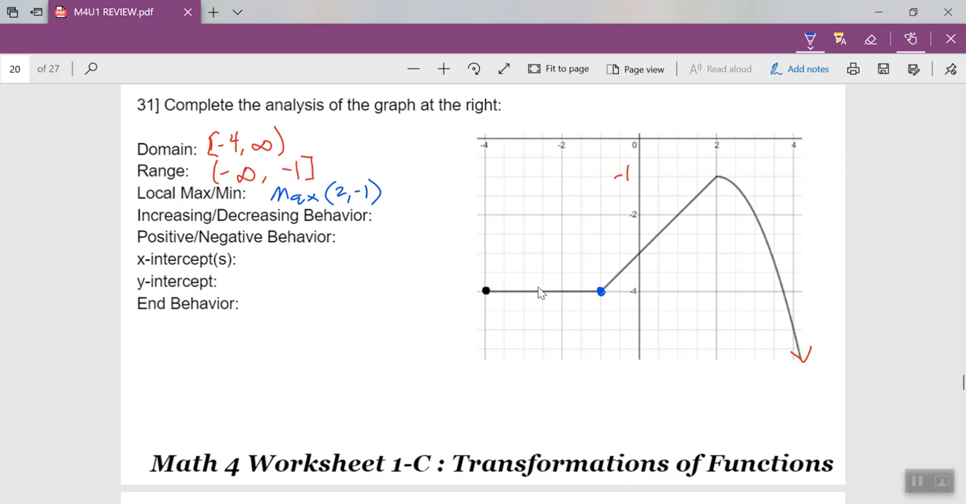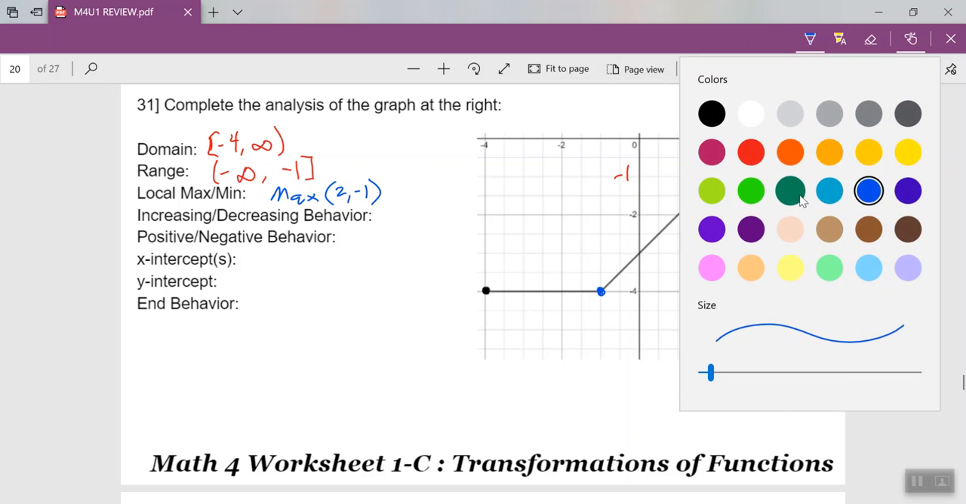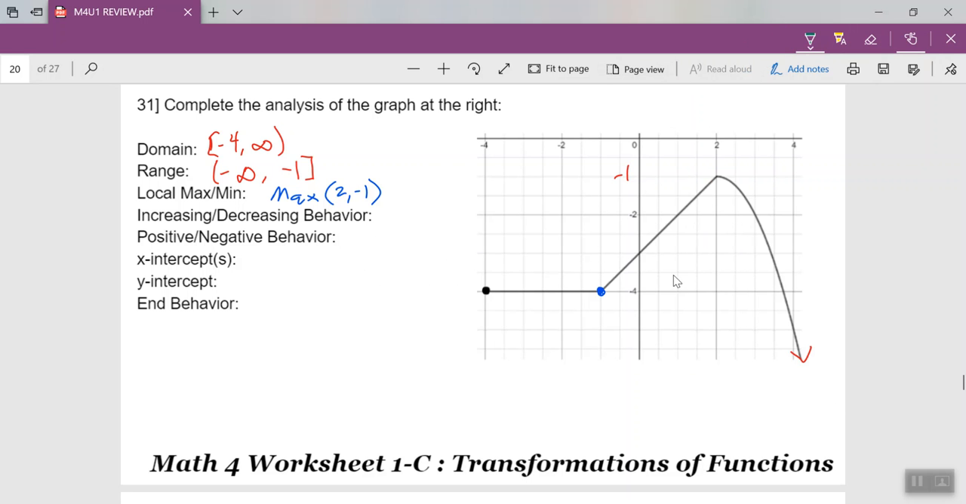There's an infinite number in between there. So we can't really pick on one place as a local min. That's going to be our problem. Because there is an unlimited number of ordered pairs that reach down to negative 4 as a local min. Now, an absolute min goes down here with the arrow. All right, decreasing behavior. All right, increasing.